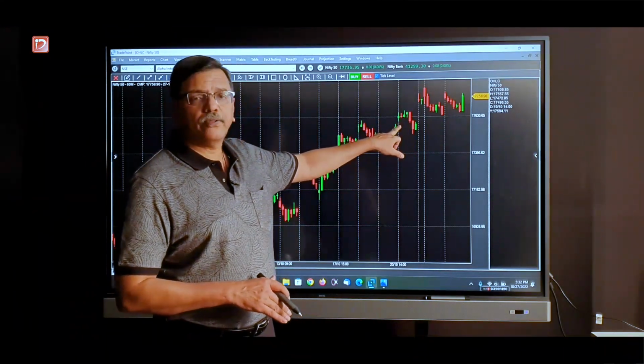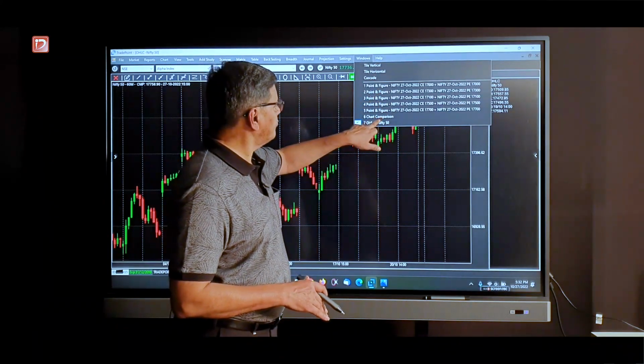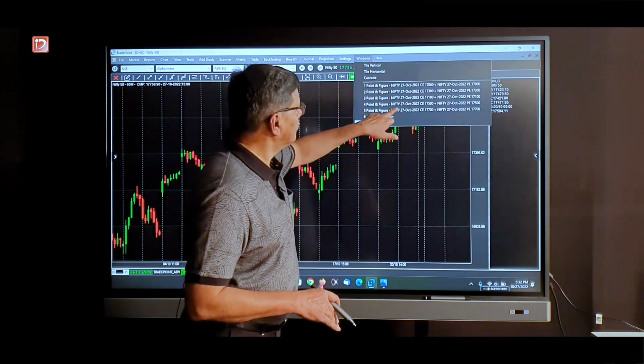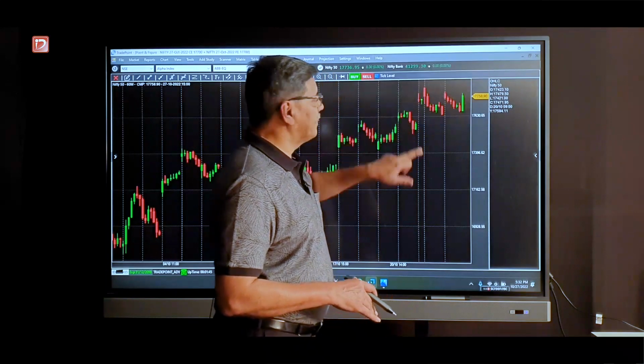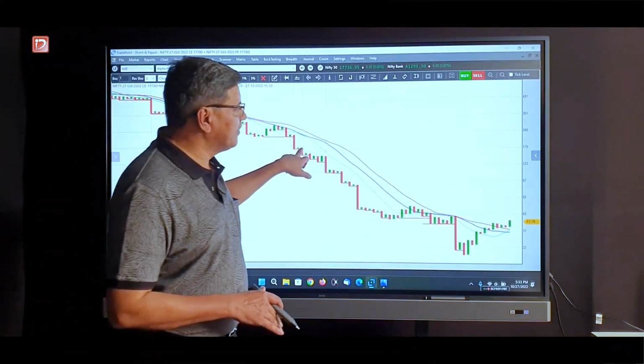But just one day before that, it had closed above 17,650 over here. So then you have to plot the 17,700 straddle, and that was over here. So again, this gave a sell near one.